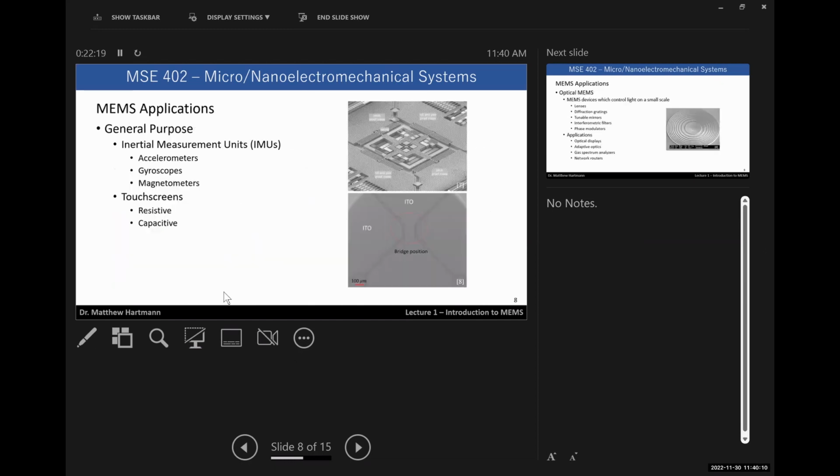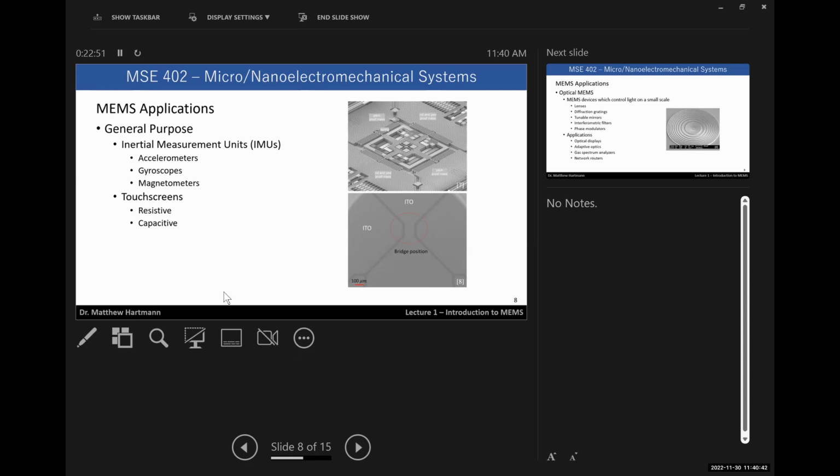All right, so now we're going to wrap things up here by talking about the different types of MEMS that we're going to discuss in this class. So we're largely going to focus on our general purpose MEMS, which can largely be put into two different groups. Well, actually, there should be a third one here, which would be pressure sensors, but we'll talk about that later. Inertial measurement units. So this is accelerometers, gyroscopes, and magnetometers.